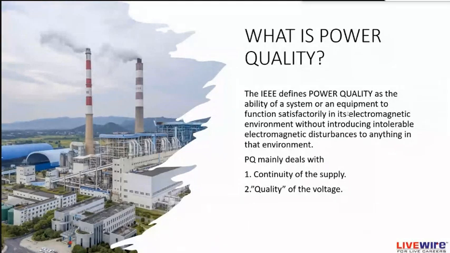Collectively, we can say a perfect power system is one which is always available and has the voltage and frequency within the tolerances and has a pure noise-free sinusoidal wave shape. So these are all the characteristics of a perfect power supply. And then moving on to the next slide.